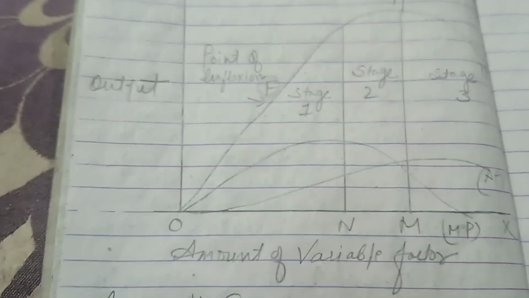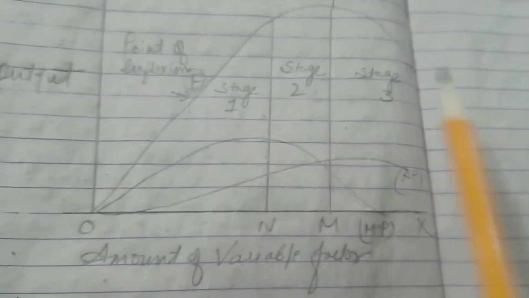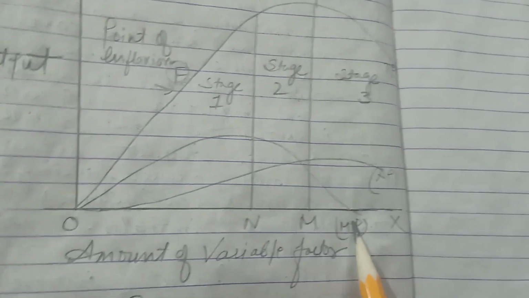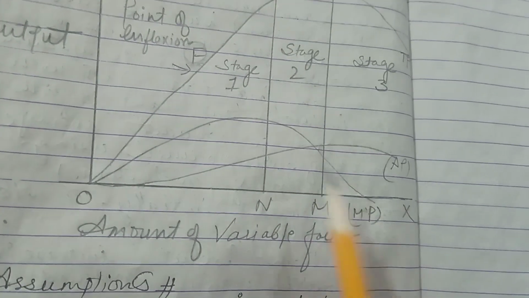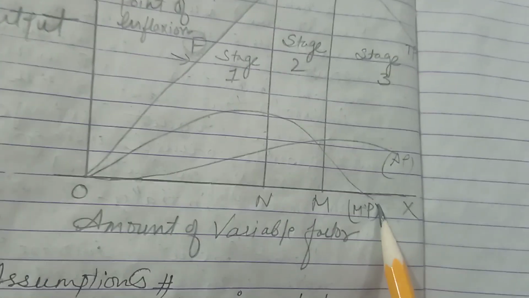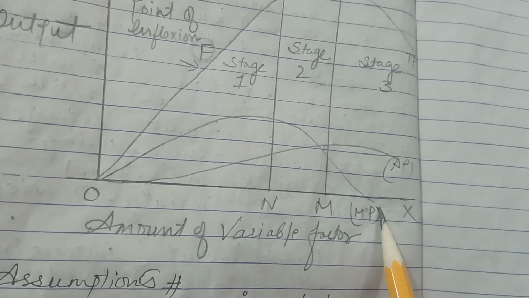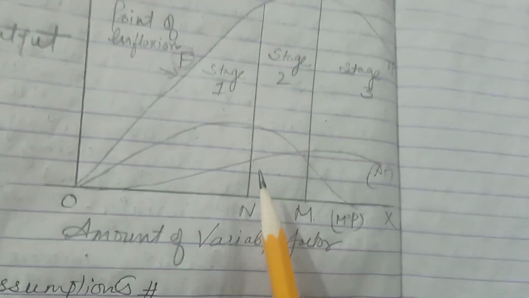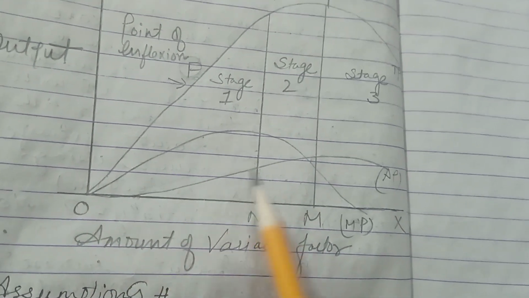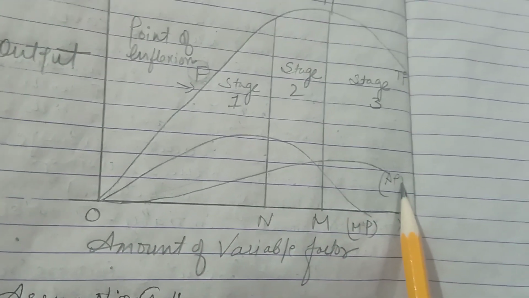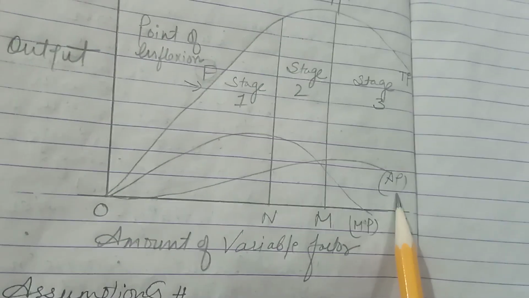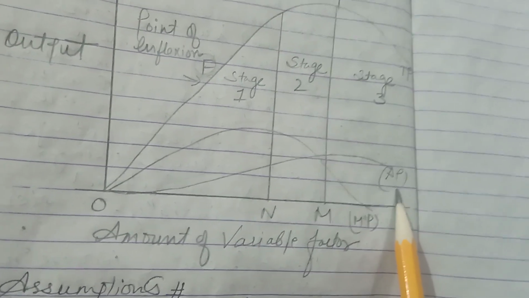Well, MP falls but in positive. Here you can see that the MP is falling down. This MP falls but it is also showing the positive. And stage 1 ends where AP reaches its highest point. Here as you can see, this stage and this is the AP curve. This is the ending of this first stage, and this also shows that the AP reaches its highest point.